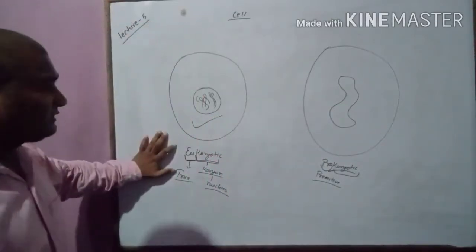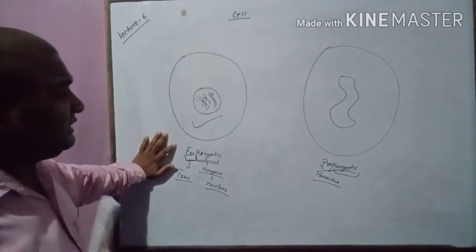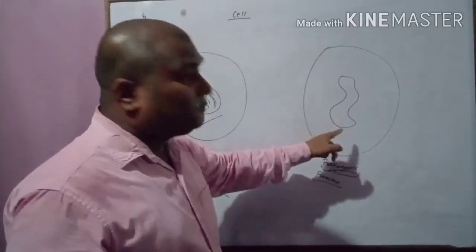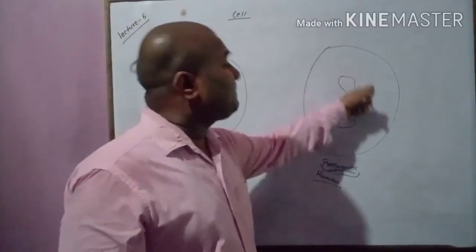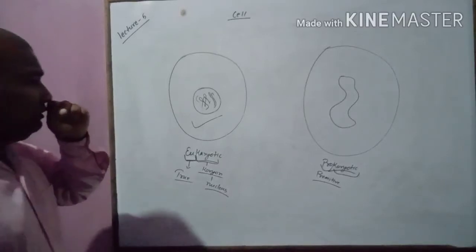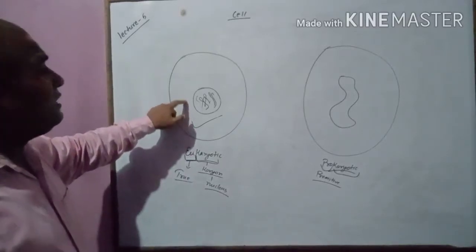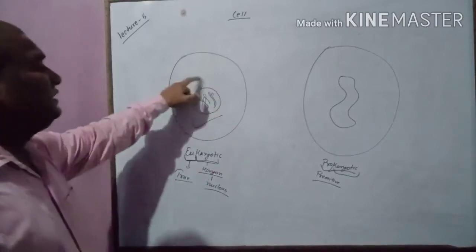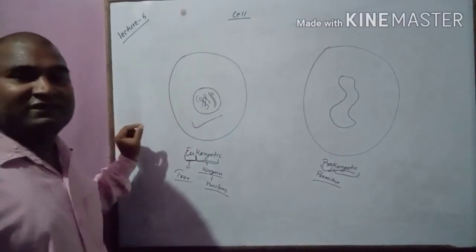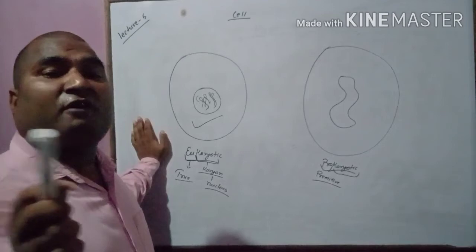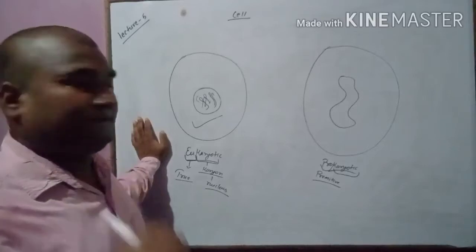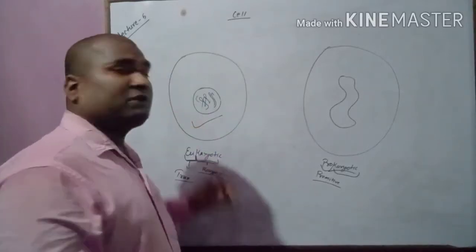So what are prokaryotic cells? Cells which do not have a well organized nuclear region due to absence of a nuclear membrane are called prokaryotic cells. Eukaryotic cells are the cells which have a well organized nuclear region due to presence of a nuclear membrane. So on the basis of organization of the nuclear region, cells are of two types: prokaryotic cells and eukaryotic cells.